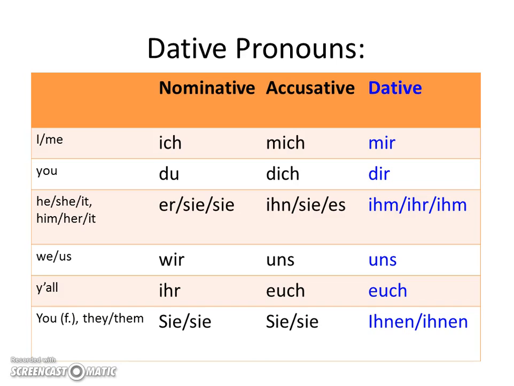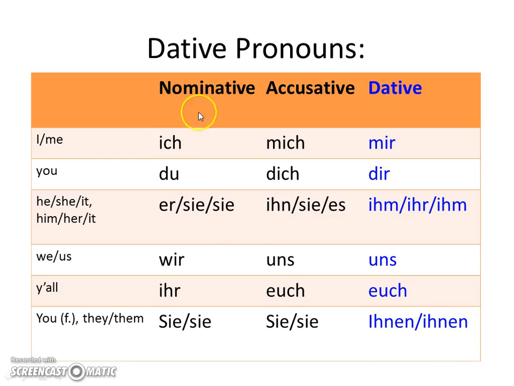And to wrap up this presentation, we'll learn about dative pronouns. In the dative pronouns, you need to know how to say to or for me, to or for you, to or for him, her, it, to or for us, to or for y'all, to or for you formal, and to or for them.